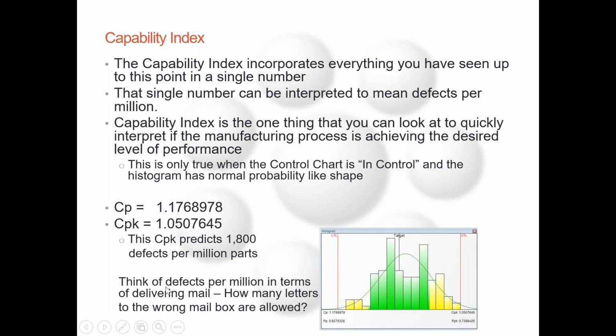And you want to think about defects per million in terms of delivering the mail. How many letters to the wrong mailbox are allowed? There was a time, if memory serves me right, because it goes way back, that the post office delivered something like 1 billion individual pieces of mail per week. I'm pretty sure it was per week. It's possible it was per month, but anyway, don't worry about that detail. So how many millions of pieces of mail going to the wrong mailbox would you tolerate before you'd start complaining to the post office? So defects per million has a very important meaning here. And thinking of it in terms of mail delivery is a good way to think about it.